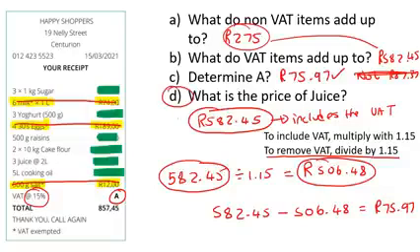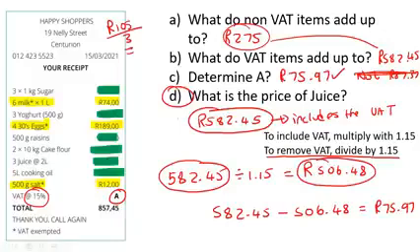Right, and then the next one says, what is the price of juice? Well, here, if we look on the till slip, there's 3 juices that they purchased for 105 Rand. So they paid 105 Rand for 3 juices. So to work out the price of one juice, you'll just divide that by 3, and that'll give you 35 Rand. So we can just fill that in over there, 35.